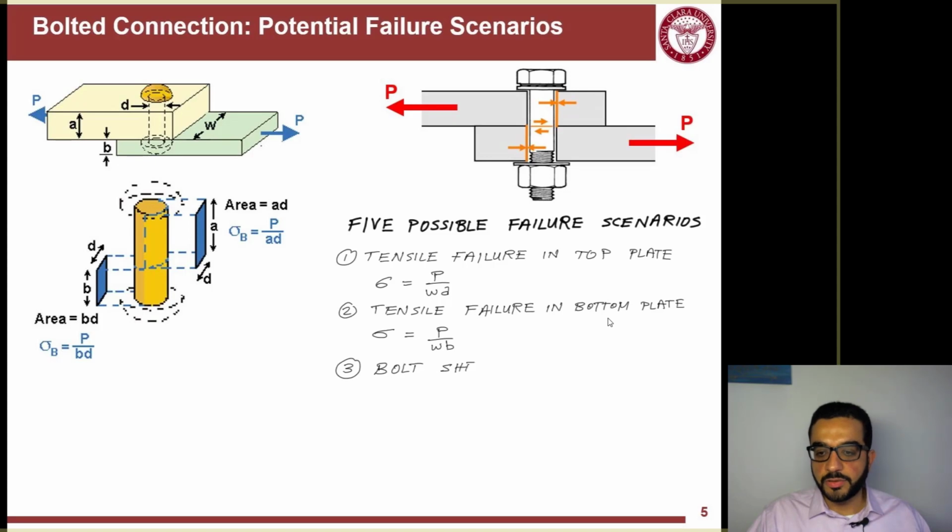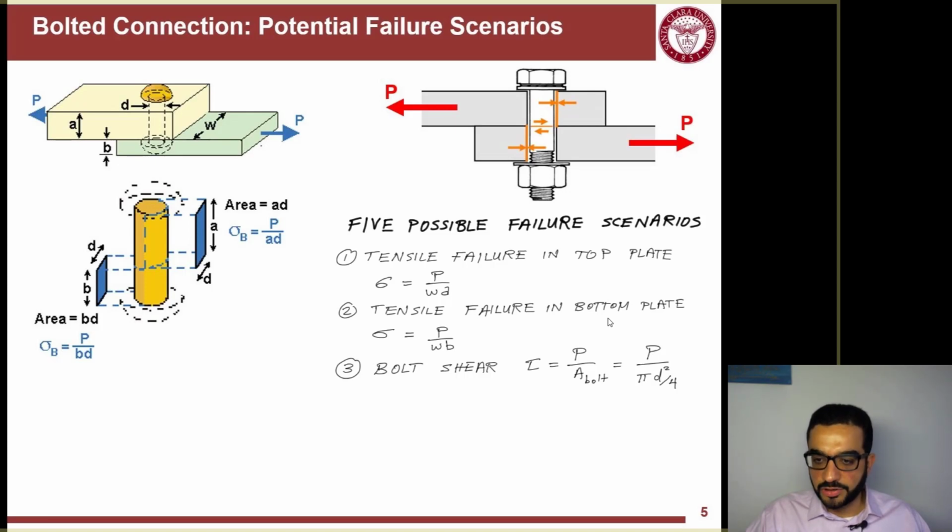The third failure would be the shearing of the bolt. That shearing here in between these two surfaces across the bolt is a third possible failure that can happen in this connection, and it's tau.